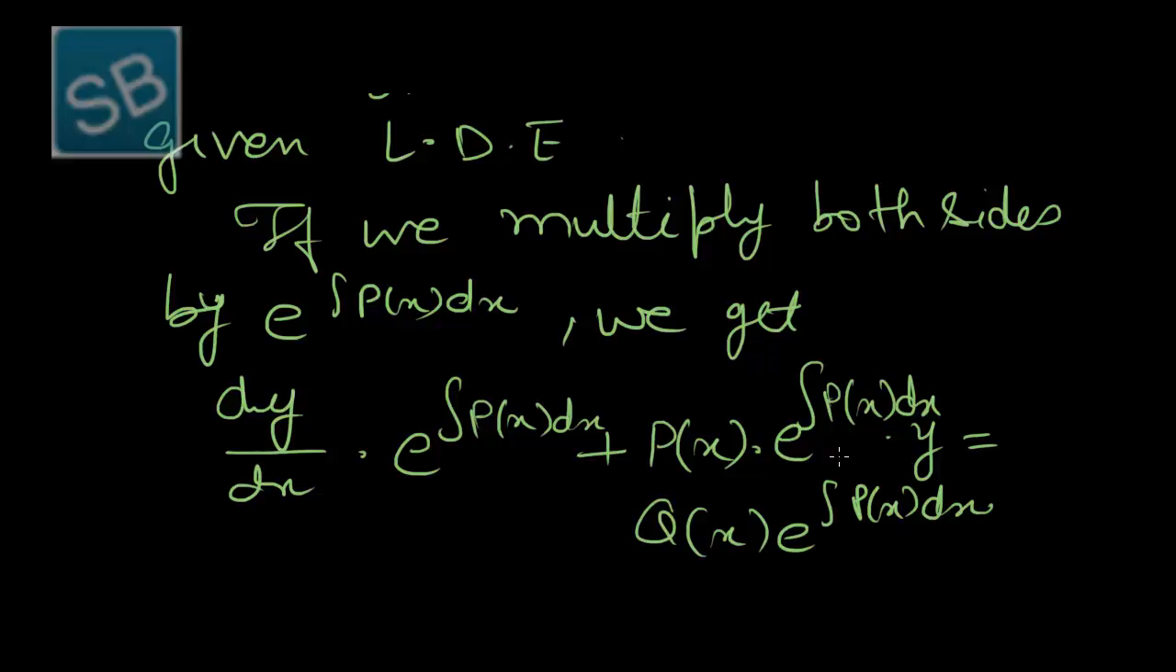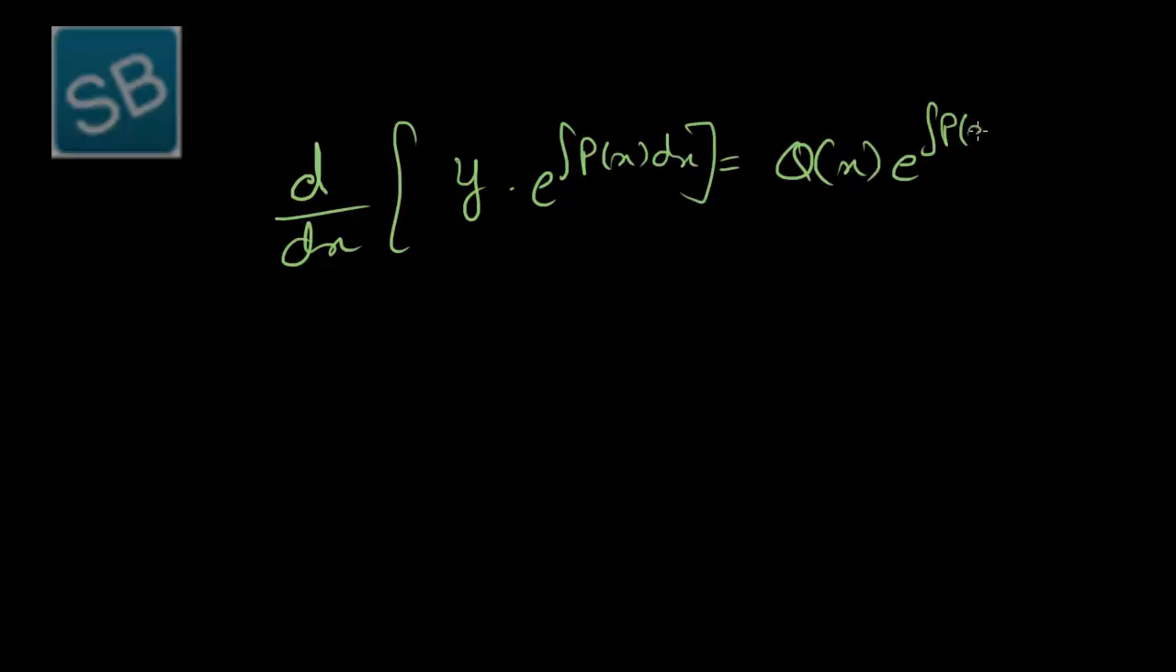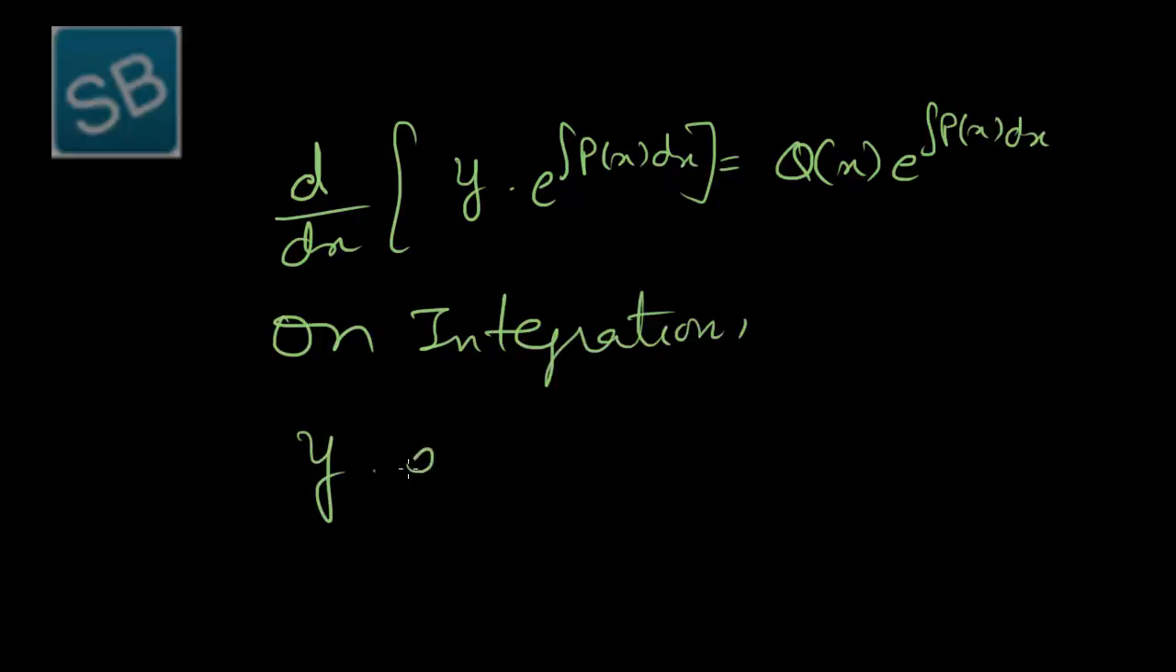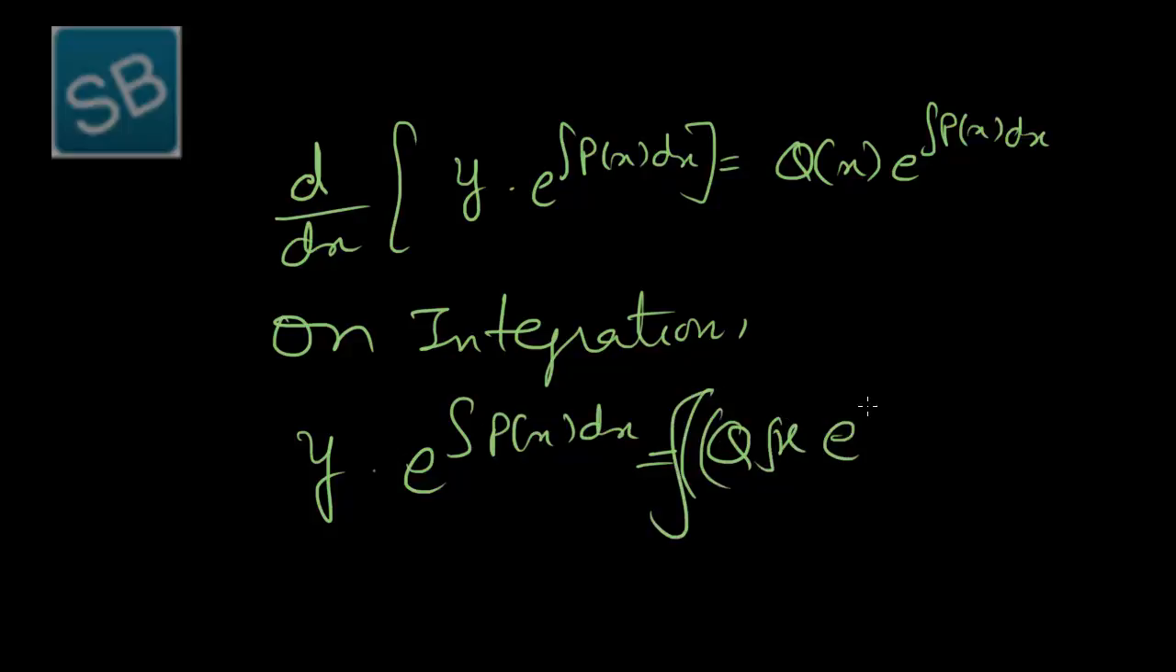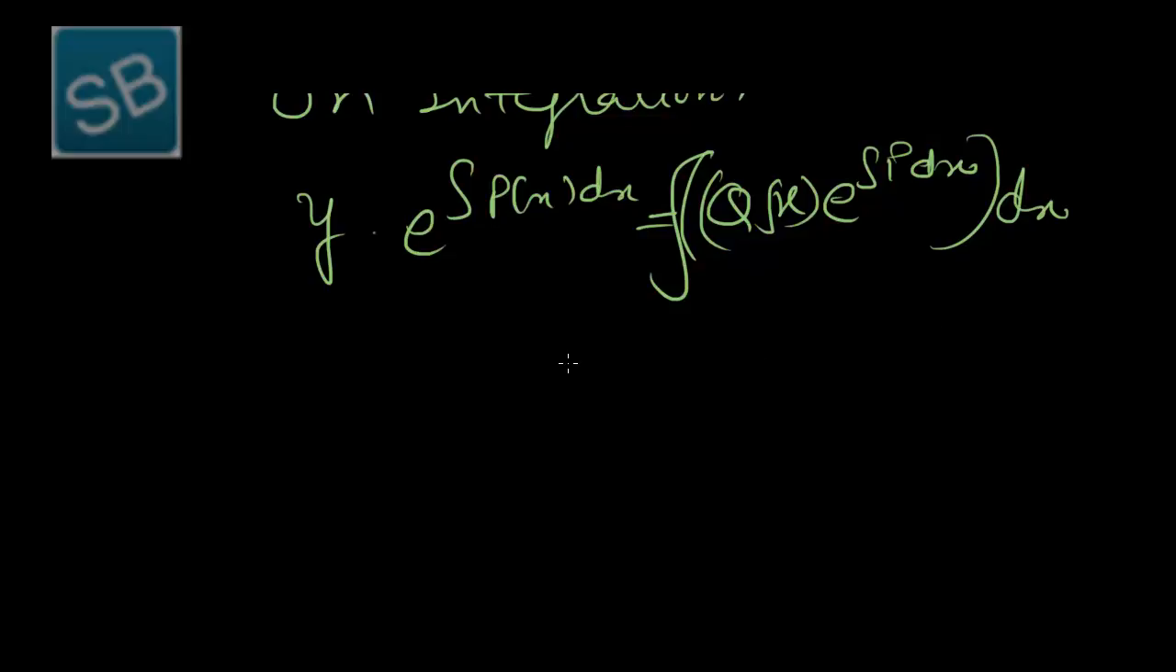So if we take y as the first function and e raised to power integration of P dx as the second function, then the derivative of the first function times the second function as it is, plus the first function as it is times the derivative of the second, that is e raised to the same power, and the derivative of integration of P dx is P. So this can be converted to the form: derivative of y into e raised to power integration P dx is equal to Q of x e raised to power integration P dx. So on integration we get y into e raised to power integration P dx is equal to the integration of Q of x e raised to power integration P dx, dx. So this is the required solution.